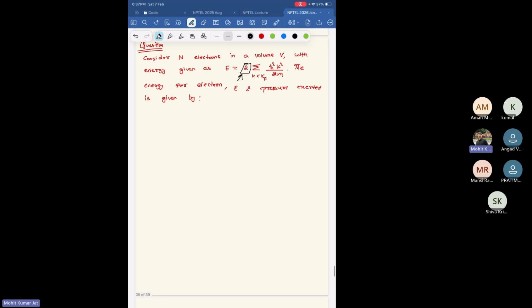So now the question is, consider n electrons in a volume V. Basically, they're confined in a volume V, and their energy is h bar square k square by 2m. That tells you this is the free electron model, where you don't account the potential energy, you only care about the kinetic part, or the potential energy is absorbed in the effective mass. Then the energy per electron, which is epsilon, and the pressure exerted by these electrons, so there will be a positive pressure out of it. We have to estimate this positive pressure as well as the energy per electron.